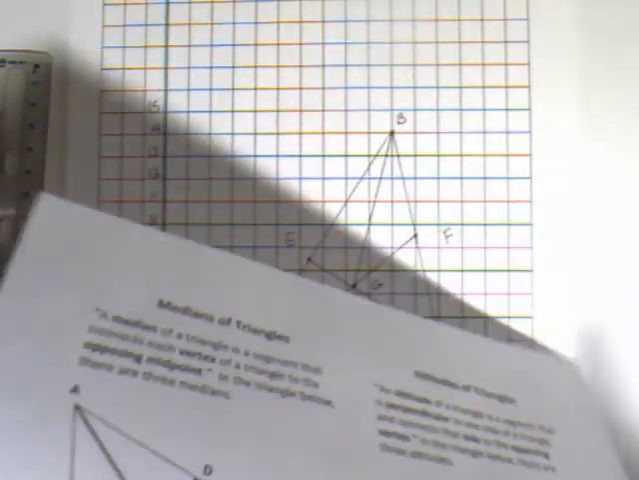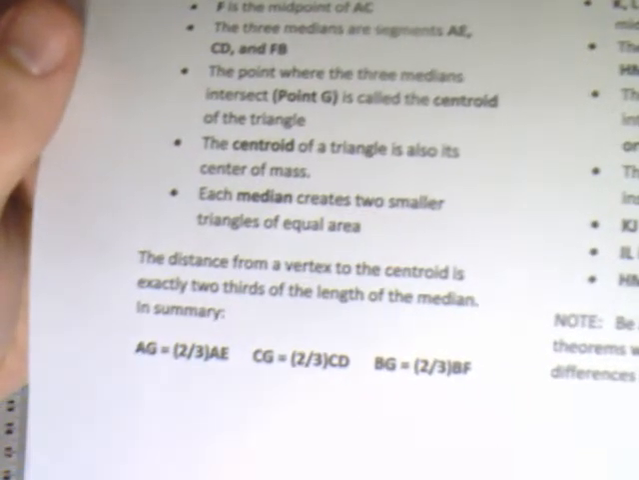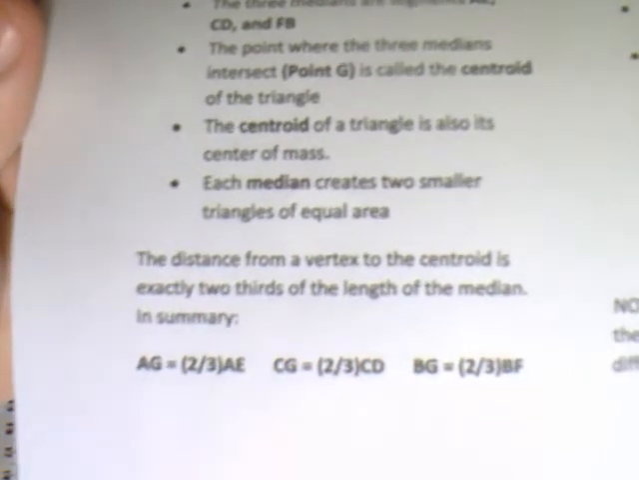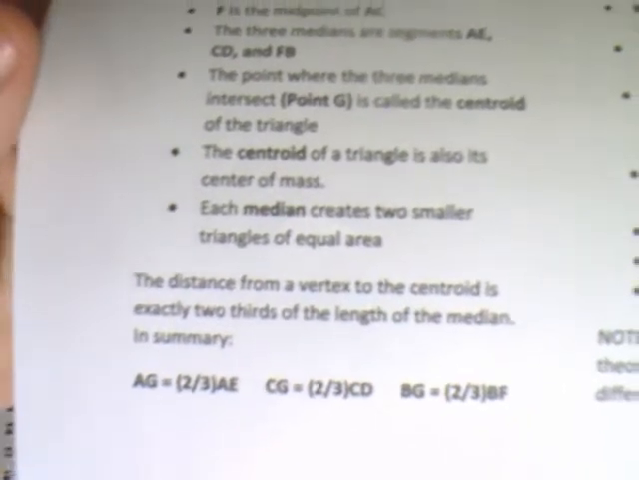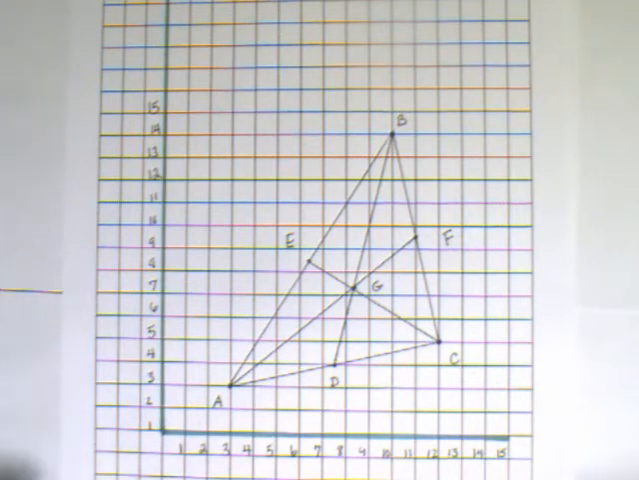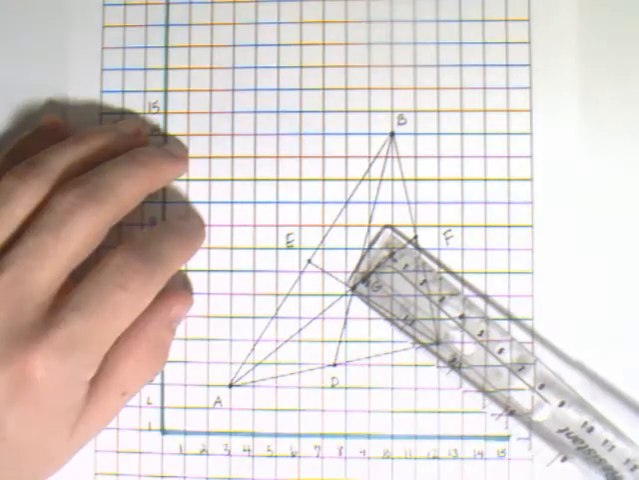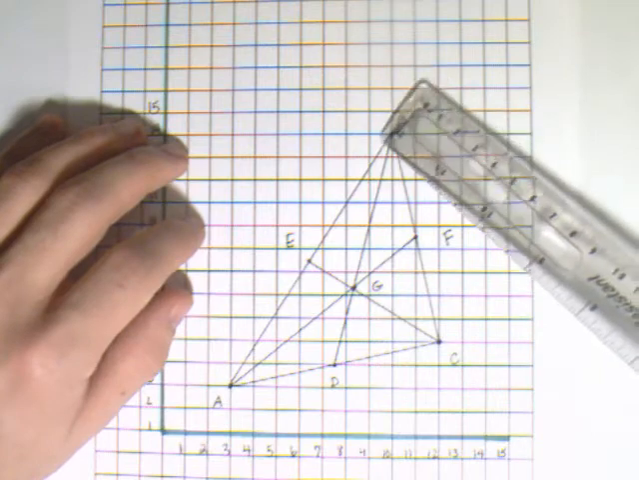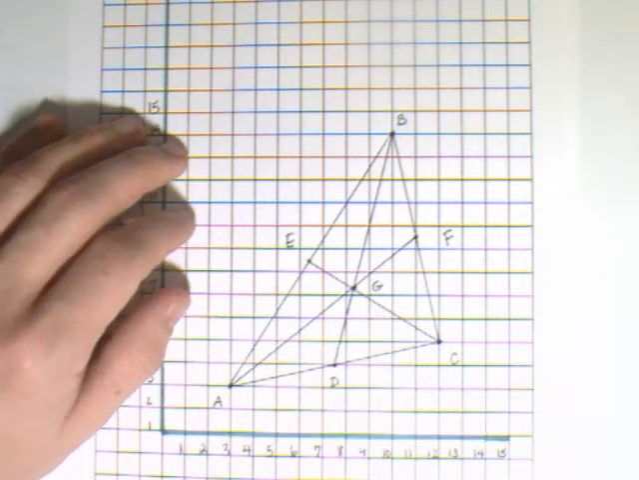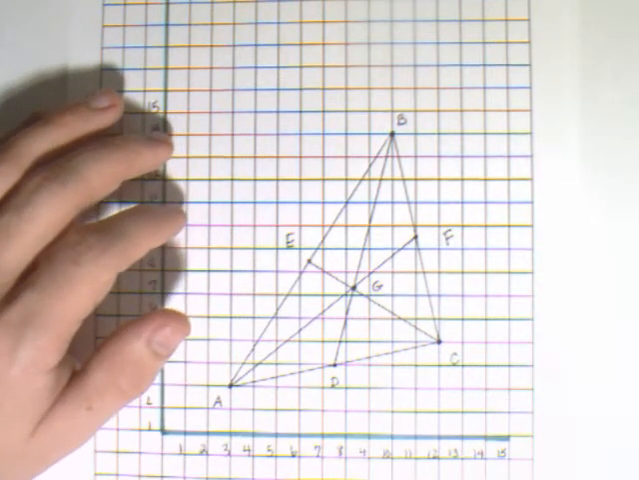But you'll notice on here there's a whole list of information, the main of which is this statement at the end. The distance from a vertex to the centroid is exactly 2/3 of the length of the median. What that means is the distance from a vertex to the centroid is exactly 2/3 of the length of that entire median. To illustrate this, I'm going to measure one for you guys, but I expect you to measure all three of these and write them in.